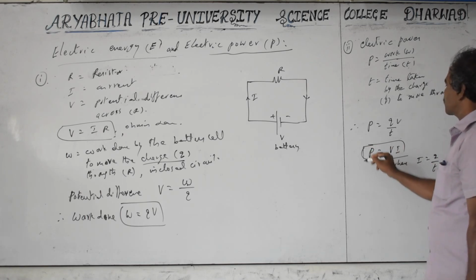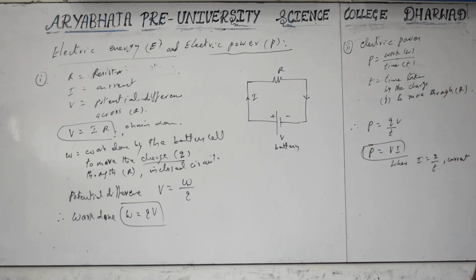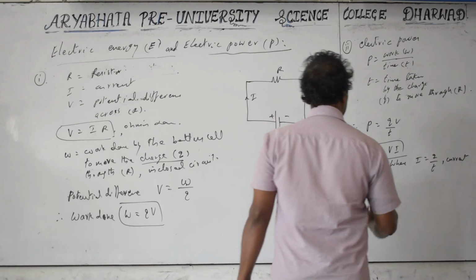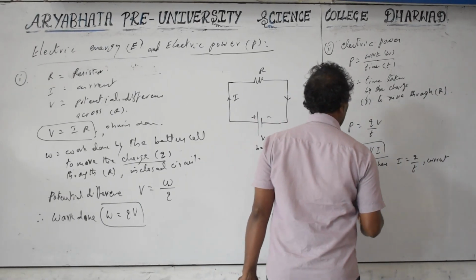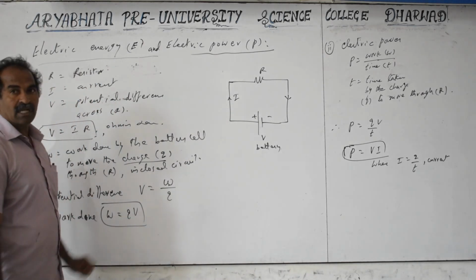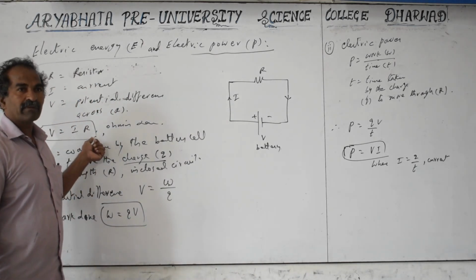Therefore, this is the expression for the power. Power is nothing but equal to voltage into current. Electric power is nothing but equal to voltage into current. And if you want an expression for the power in terms of the resistance also, then you have to take the help of Ohm's law.